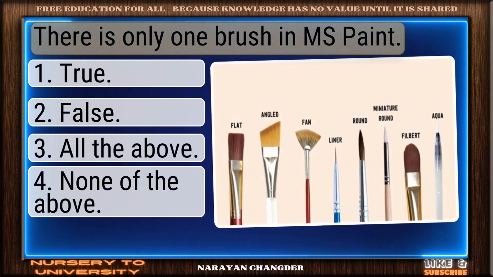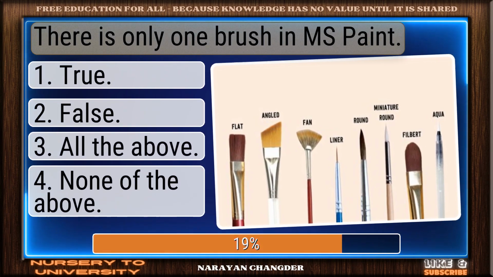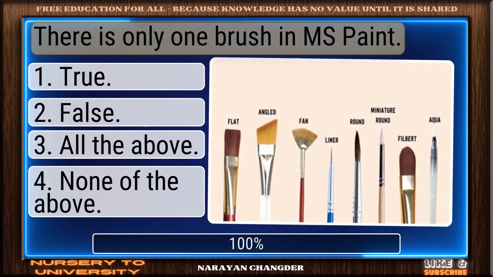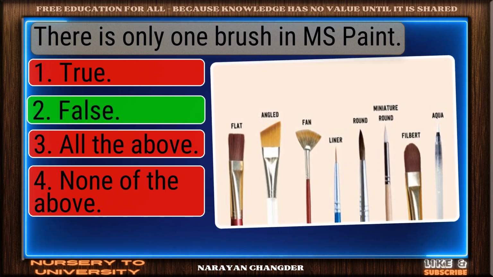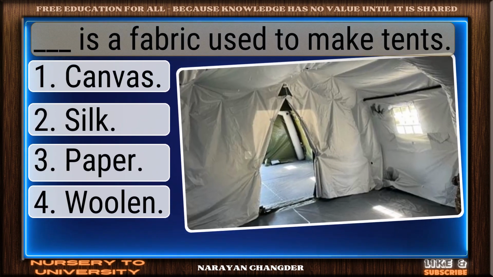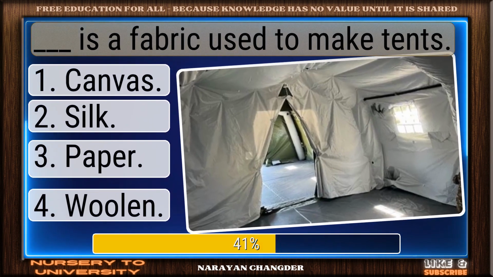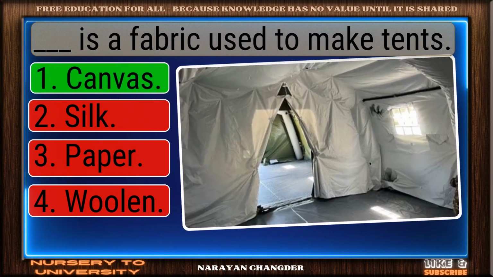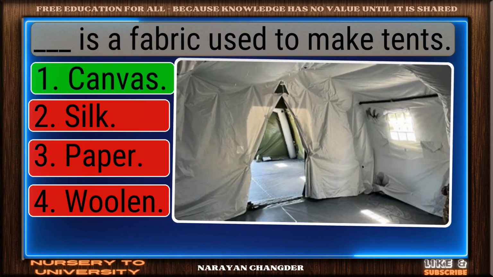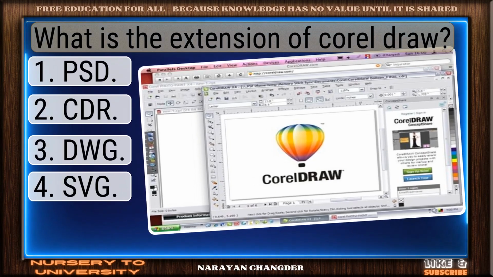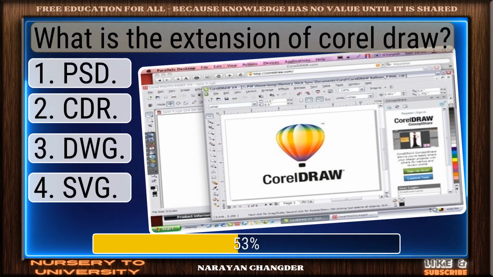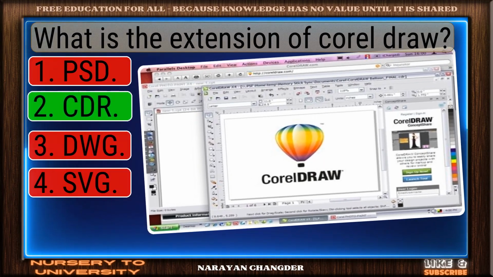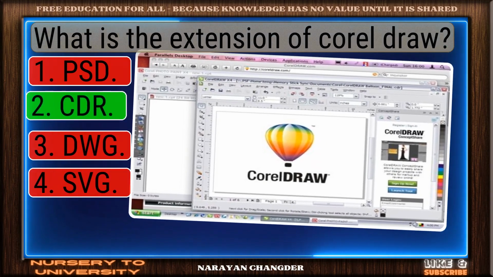There is only one brush in MS Paint. Nicely done. False is solid. Dash is a fabric used to make tents. Smart pick. Canvas is correct. What is the extension of CorelDRAW? Great thinking. CDR is right.